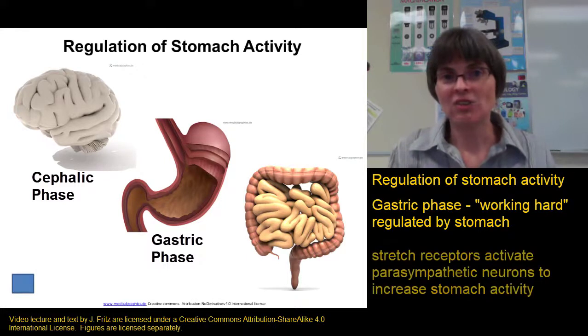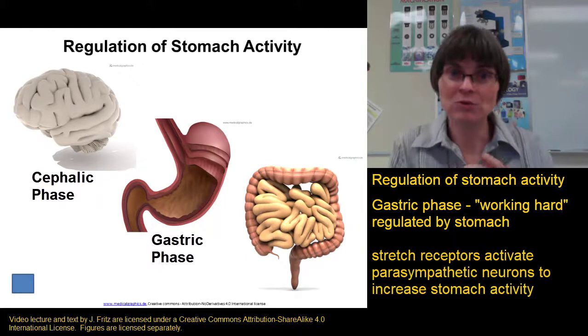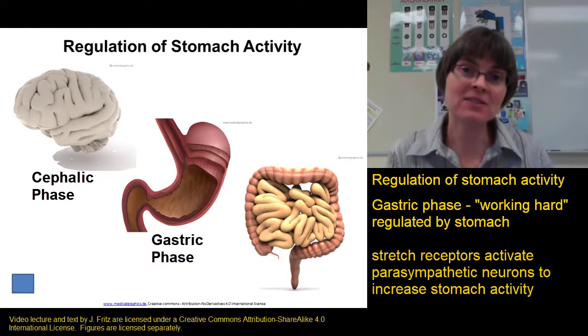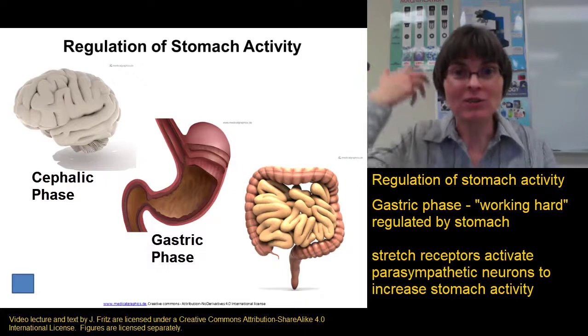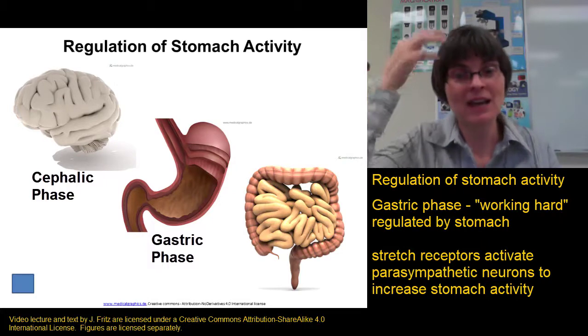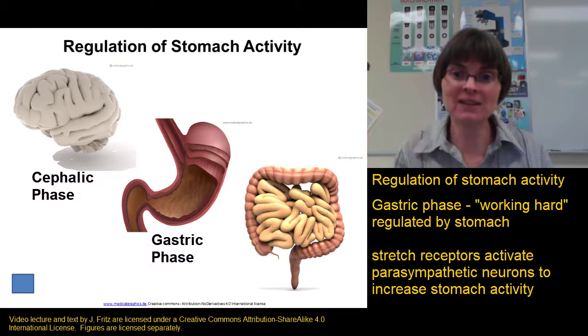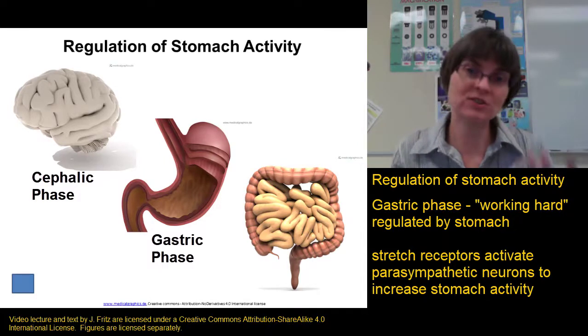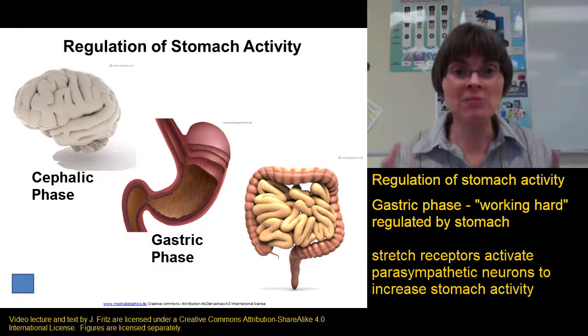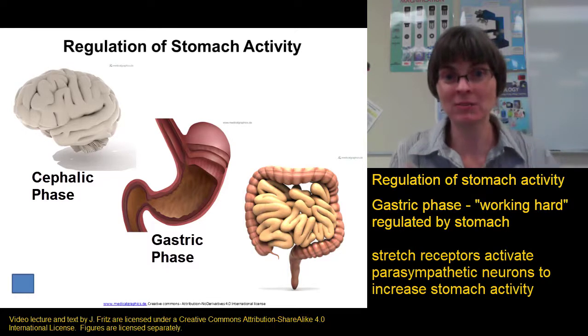The stretch of the stomach, when the food comes into it, activates parasympathetic neurons going up to the brain, saying, look, there's food in the stomach, we need to do something. Signals from the brain then come back to the stomach, and it increases stomach activity. We get more secretion of acid and enzymes and more movement of the stomach while the stomach is working hard.